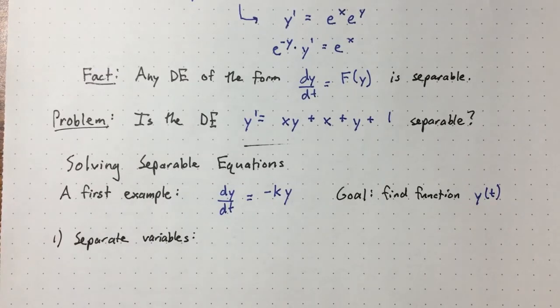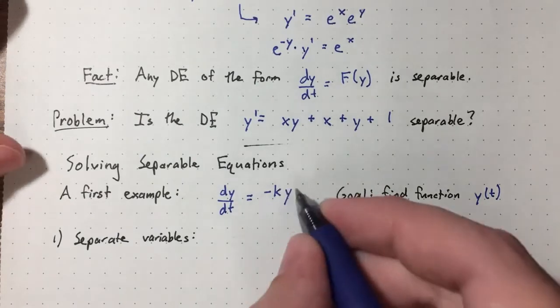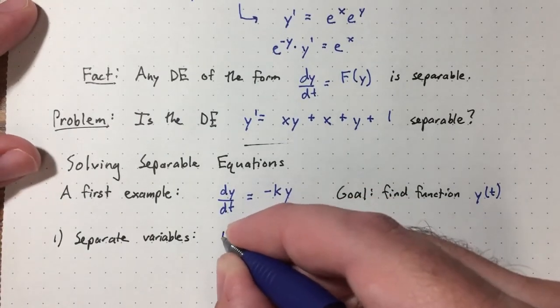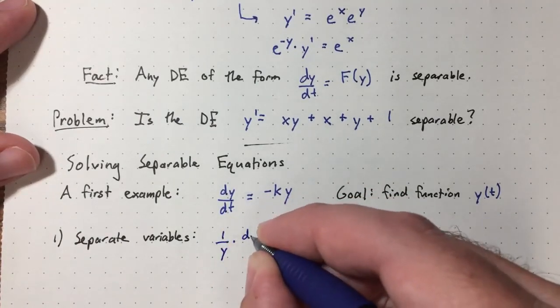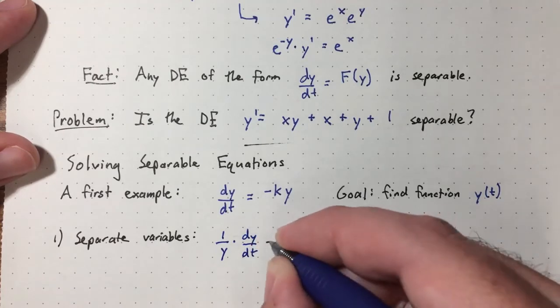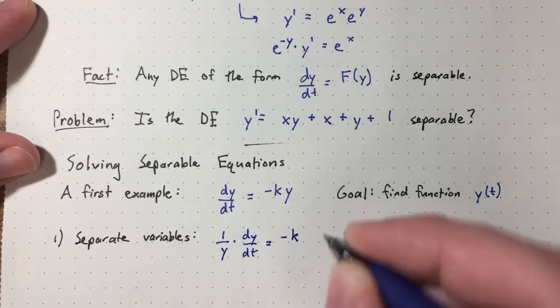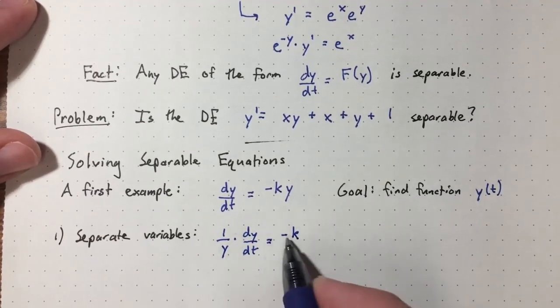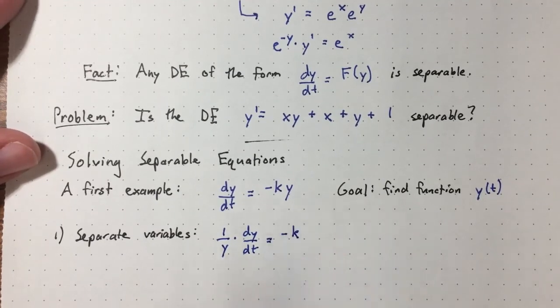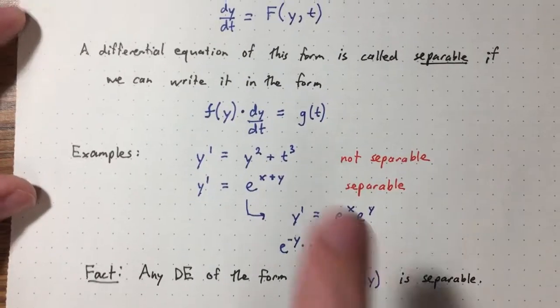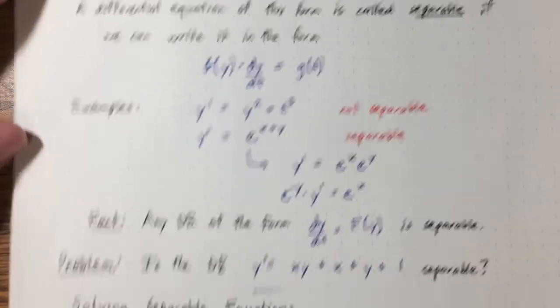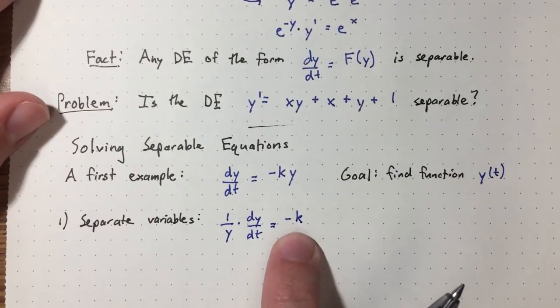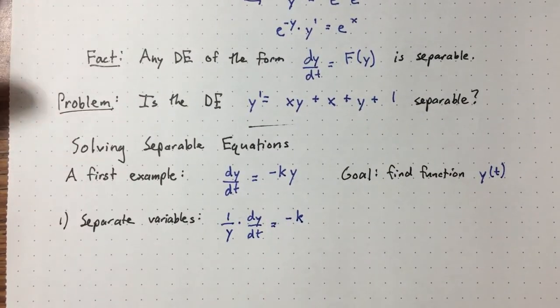Well, if you notice in this one, there's actually no t at all on this side. But we do have to move this y over. So we'll get 1 over y times dy/dt equals negative k. If we want, we could have divided by this negative k also, or we could leave it on the right side. I mean, this certainly is a function of t. Doesn't have t in it at all, but that's okay. It's just a constant. Okay, so that's step 1.